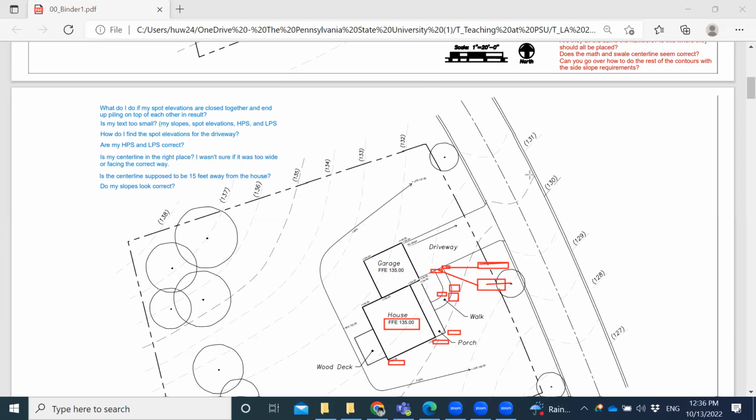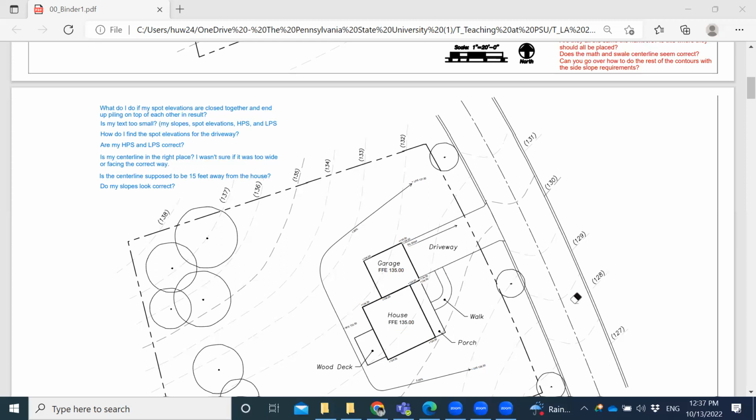Okay, and you definitely would spend some time throughout the process to try to make it work for your labels. It's a little time consuming, actually. It's quite meticulous trying to make everything work, especially when we get to more complicated plans where you have hundreds or even thousands of spot elevations.